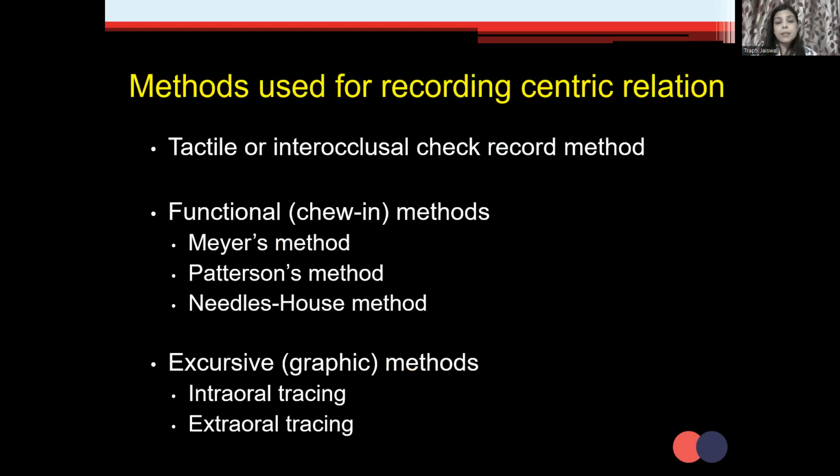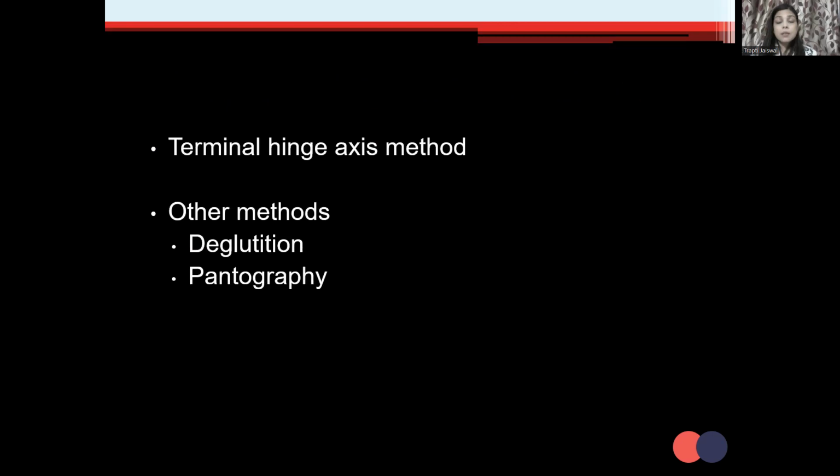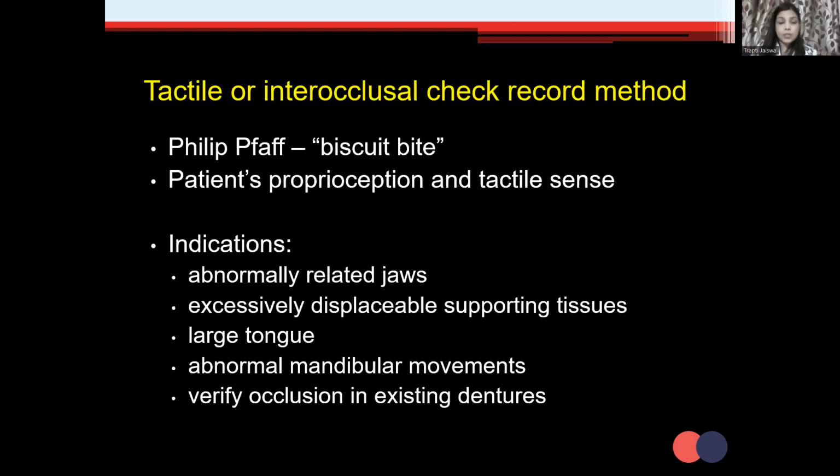Now we will discuss the methods for recording the centric relation position. The methods can be the tactile intraocclusal check record methods. These are the physiological methods. Functional methods, the chew-in methods, in which the patient is asked to perform functional movements. These are the Meyers, Patterson, Heidelhaus methods. The graphic methods, intraoral and extraoral tracing, terminal hinge axis method. Other methods are pantography and deglutition.